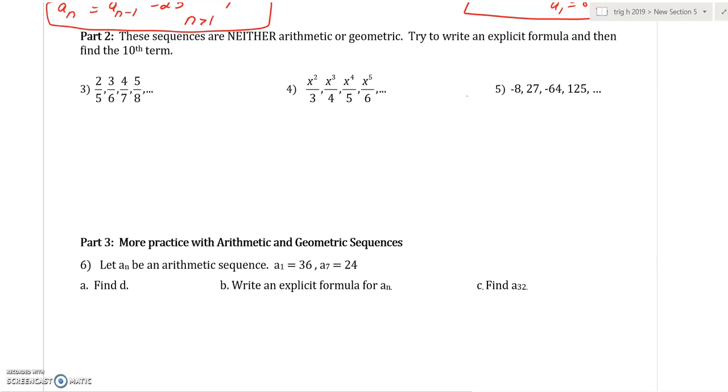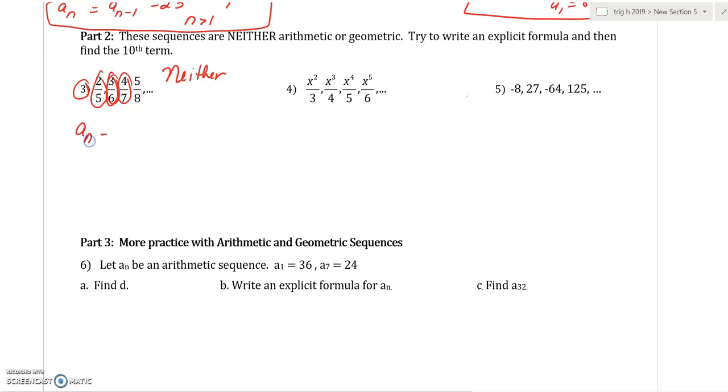Okay, so we don't have a formula to rely on. We're going to have to just kind of figure this out. I think sometimes, for example, with number 3, how you have a fraction, it might be easier if you look at the numerator and the denominator separately. So if you think about it, 2, 3, 4, 5, that's an arithmetic sequence. 5, 6, 7, 8, that's an arithmetic sequence. 3/6 minus 2/5 is not the same as 4/7 minus 3/6. So it's actually not arithmetic. But again, if you look at the numerator and denominator separately, then it is.